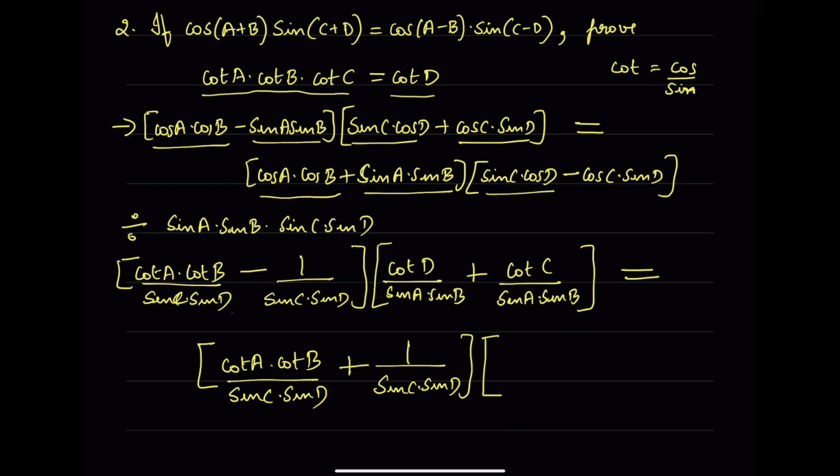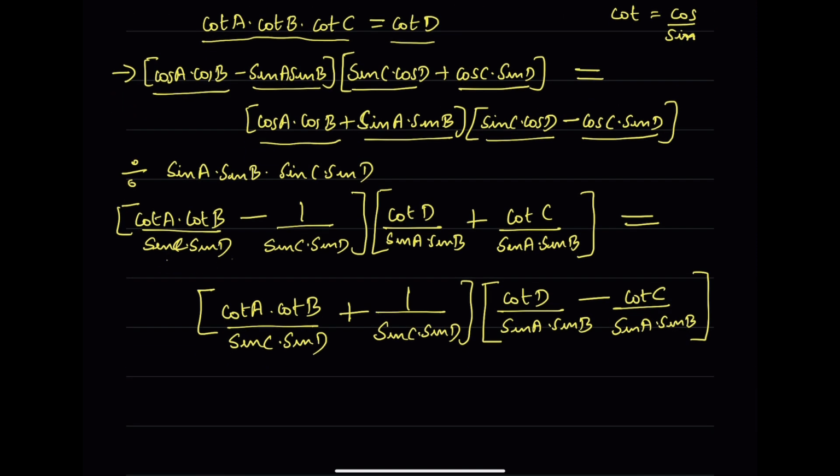Now in the next part, sin C times cos D. So sin C would get cancelled. Cos D by sin D would be cot D by sin A sin B minus, now in the last part sin D would get cancelled. We would have cot C by sin A sin B.